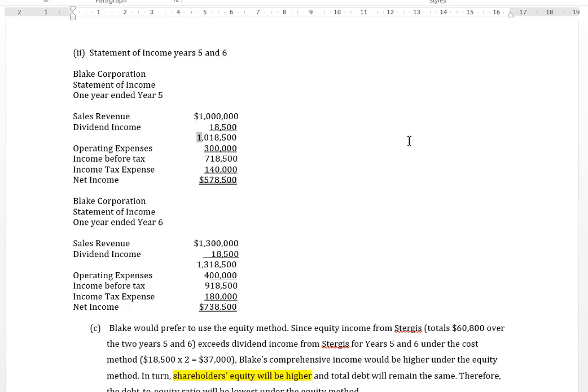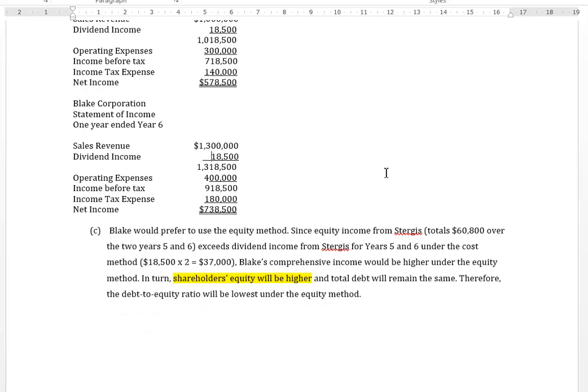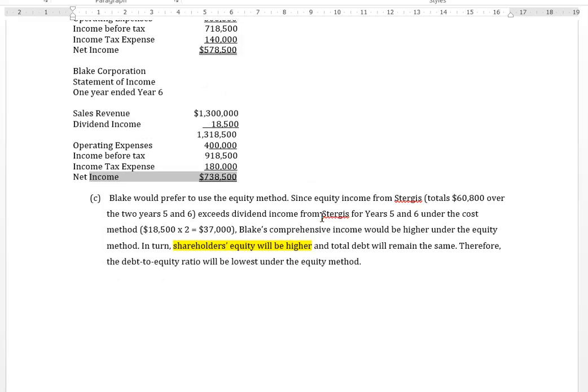So now we've got our total revenues at $1,018,500. We're going to deduct our operating expenses for year 5, which Blake has as $300,000, and we're going to deduct the income tax expense. So we're going to get net income of $578,500. Similarly, in year 6, we also record dividend income. The only difference here is that, don't forget, our sales revenue changed. It wasn't $1 million as it was in year 5. It was $1.3 million in year 6. We had $400,000 in operating expenses. We deduct our tax expense, which is $180,000, and that's going to leave us with net income now at $738,500.